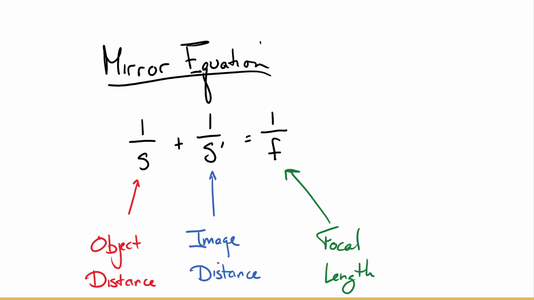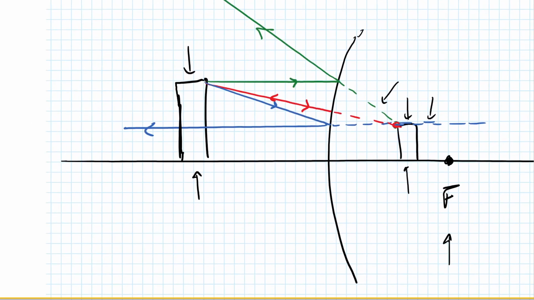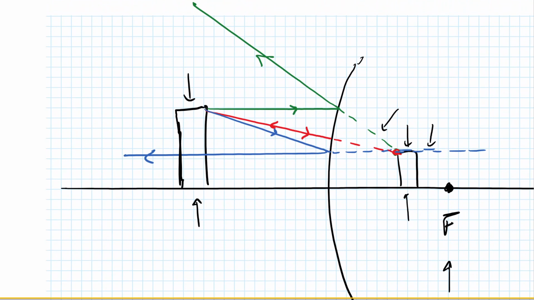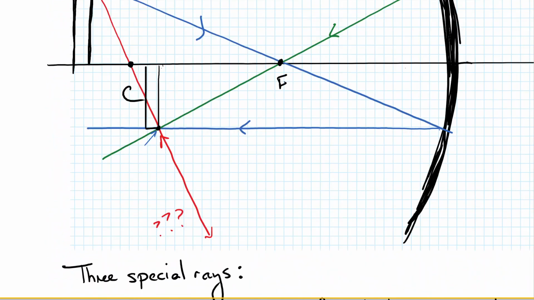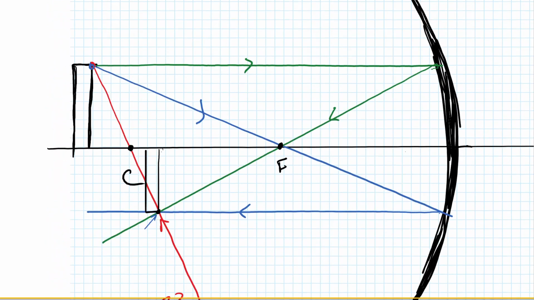Magnifications can be positive or negative. This is an example of a positive magnification. Even though it's smaller, it's upright. The upright bit is what makes it positive. This is an example of a negative magnification. Negative, not because it's smaller, but because it's inverted.